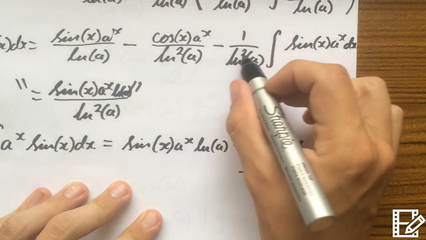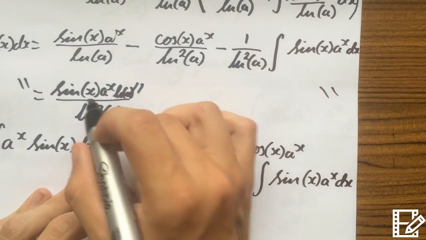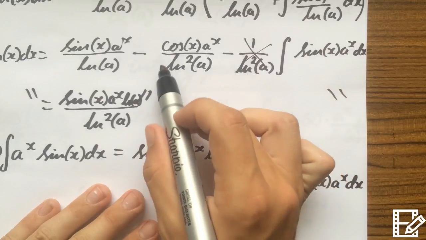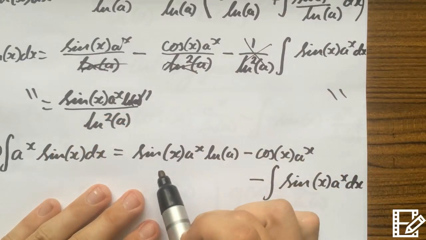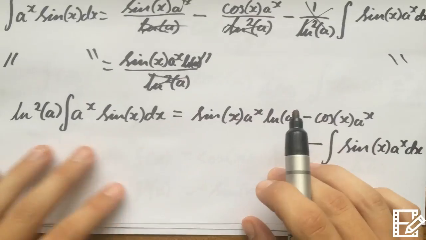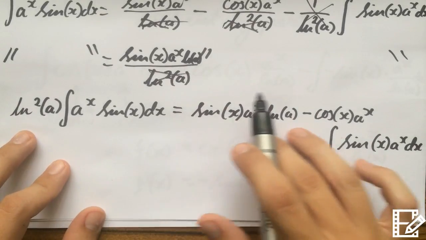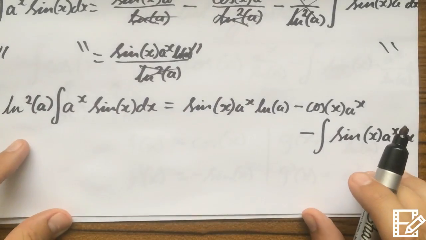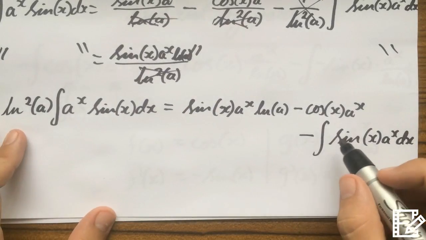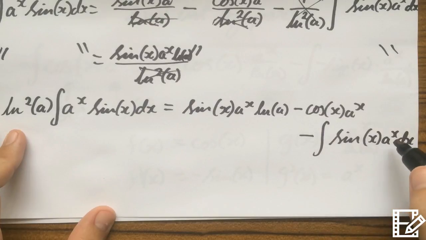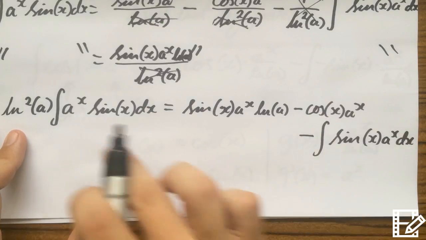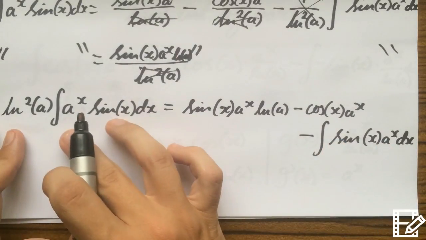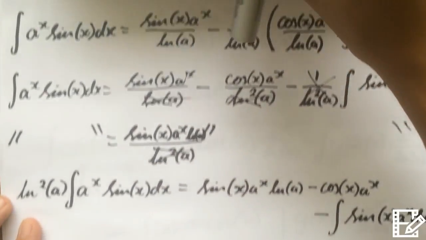Because the ln squared, the 1 over ln squared a, I multiplied ln squared a to it, which negated that, and got rid of that. Okay? So there's nothing on the bottom anymore. The problem is now on this side we've got an ln squared of a. But if you also look at it, we've got a minus integral of sine x multiplied by a to the power of x. That's the same as this part. If we bring it over this side, it'll make it a positive. So let's do that.